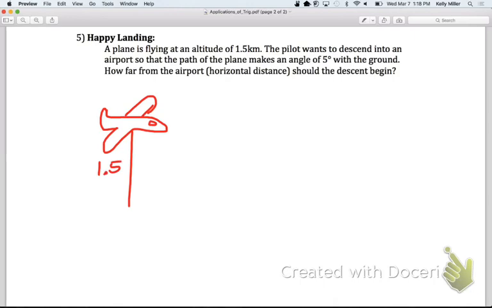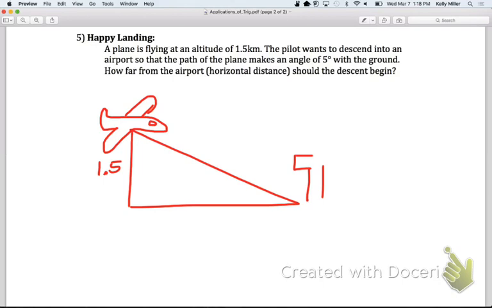It's going to descend to an airport. There's my airport tower. So it's going to descend into an airport so that the path of the plane makes an angle of 5 degrees with the ground. Where am I going to put that 5 degrees? Where the tower is. So 5 degrees.